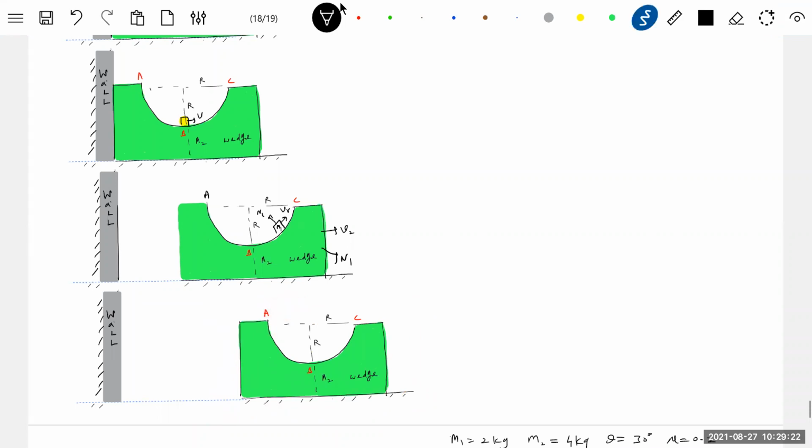Somewhere the block will come to instantaneous rest, and both will have common velocity. It will rise to a certain height. Will it reach C? Anybody wants to answer? So why are you not bringing this at C?